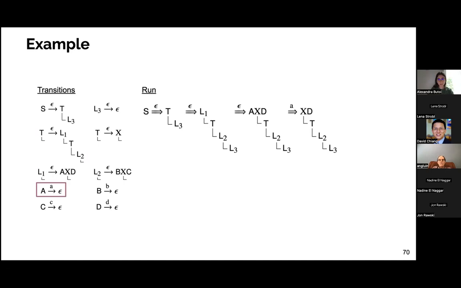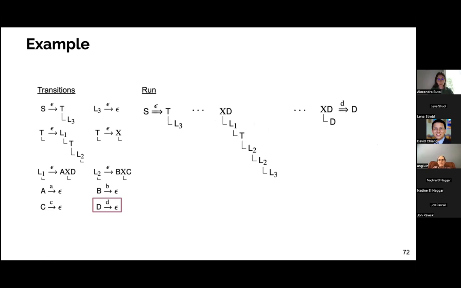In the next step, the leftmost variable symbol is A. So we apply a rule to A, which just rewrites to epsilon. And then in the top stack, we don't have any variable symbol that we can access. So we go down the tree and we reach the symbol T in the second level. And again, we apply a rule to T and so on until we empty the stack.